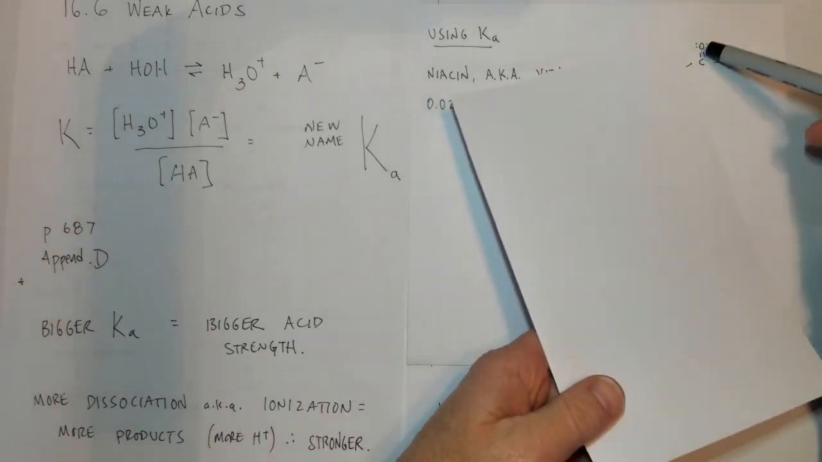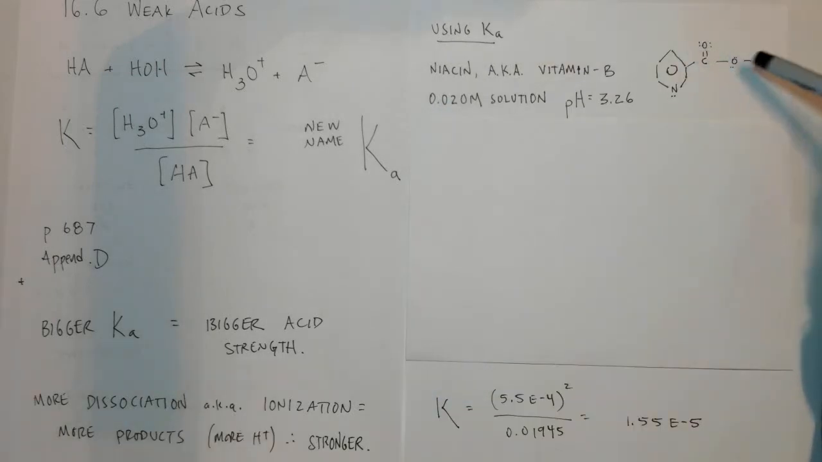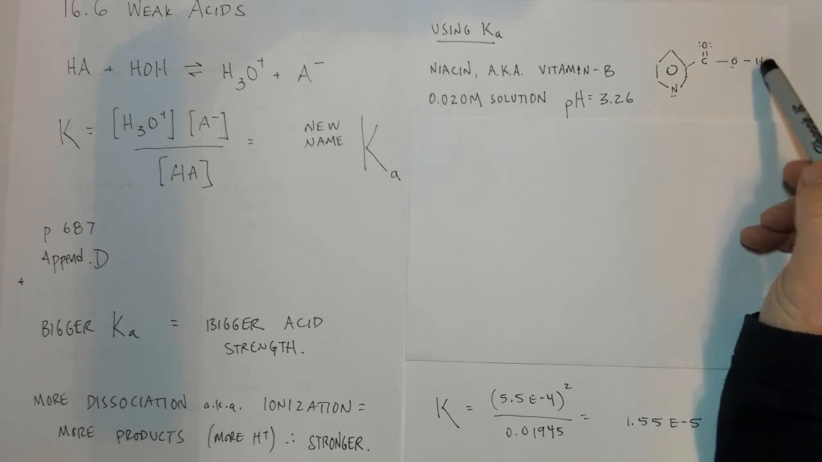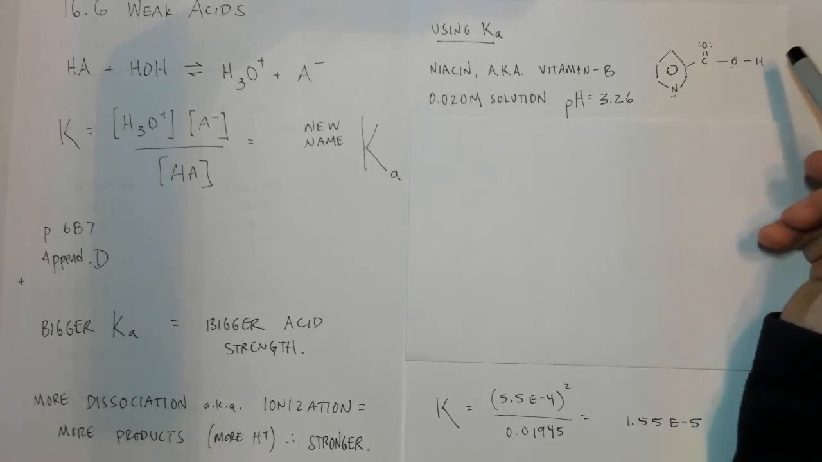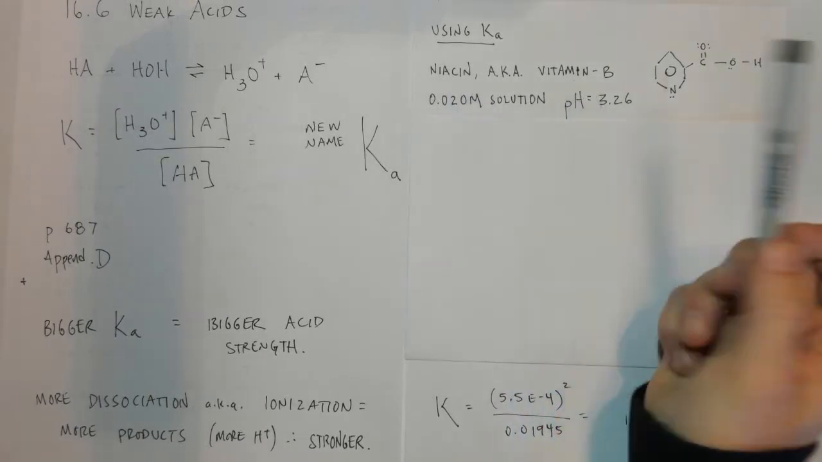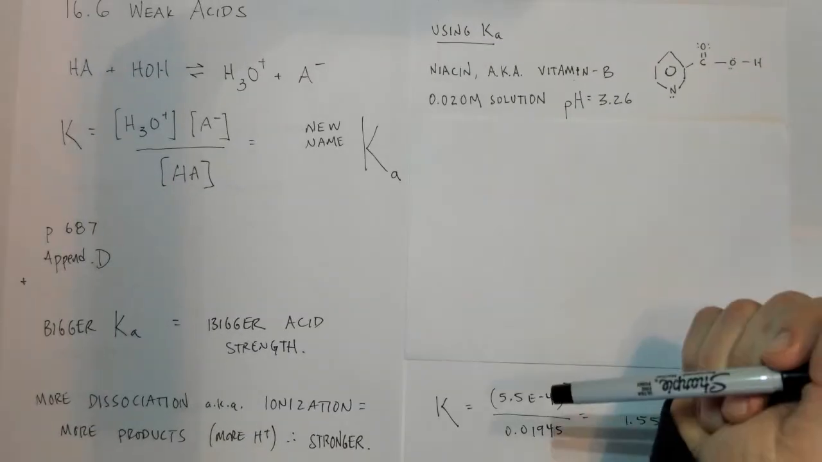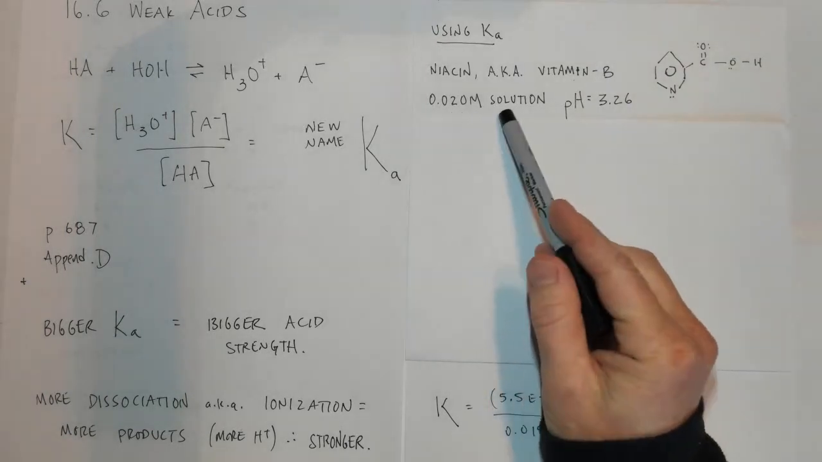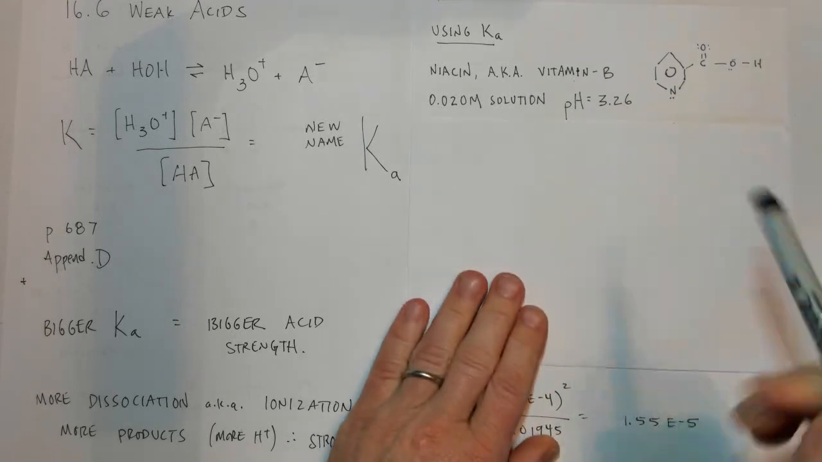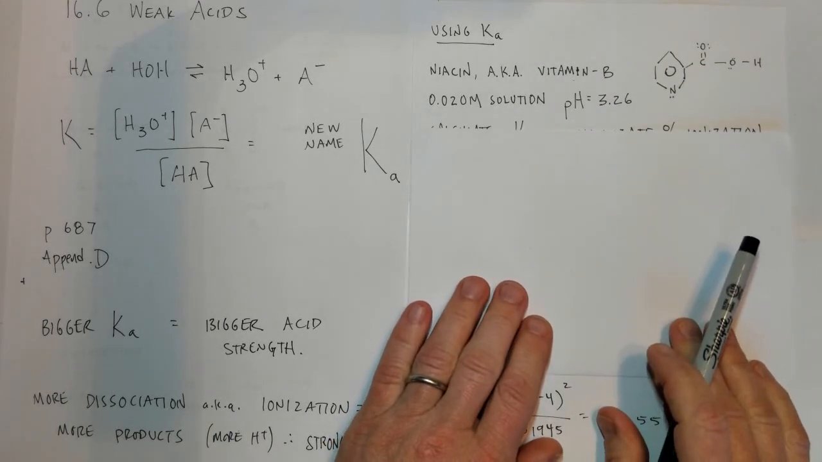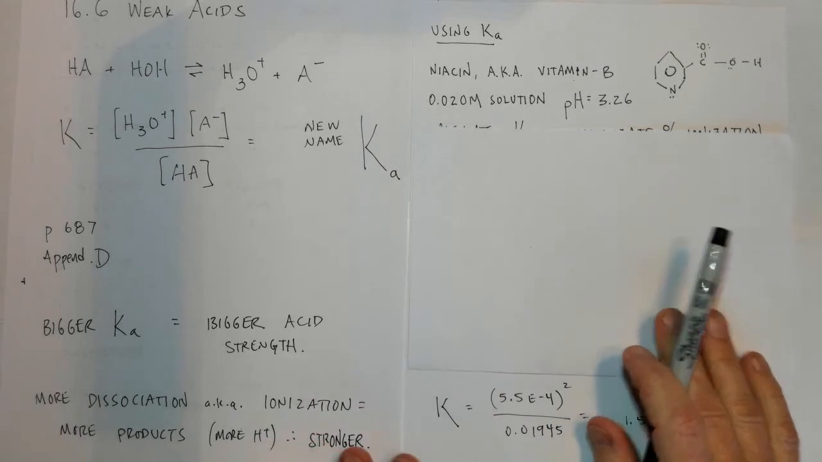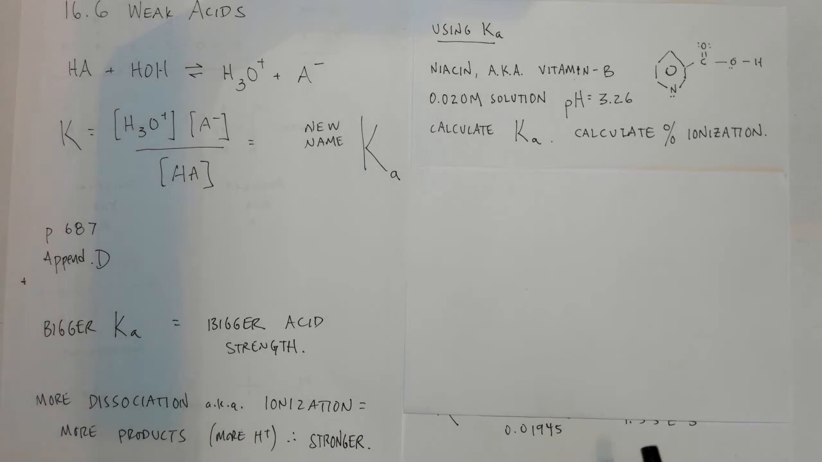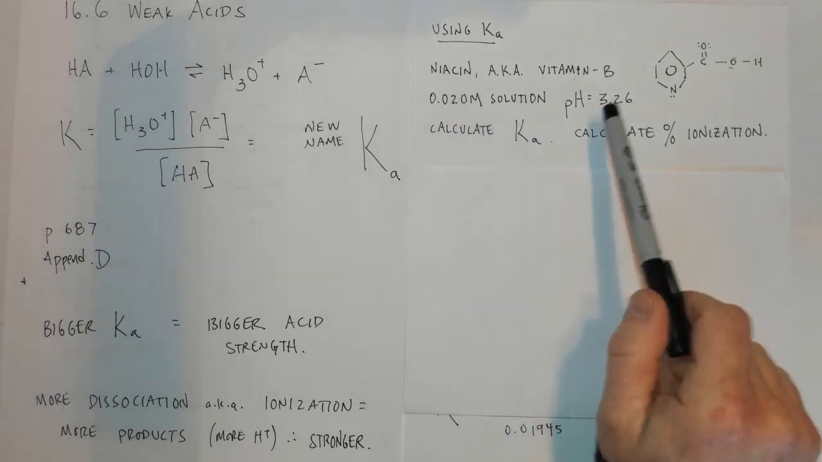We have a C double bond OH. This portion right here is what you want to focus on, because this is the acidic hydrogen. This is the hydrogen that can be given away and therefore make this thing called niacin, or vitamin B, one of the vitamin B vitamins, an acid. And a 0.02 molar solution of niacin has a pH of 3.26 at 25 degrees Celsius. Here's our example problem. Calculate the Ka and calculate the percent ionization given this information.